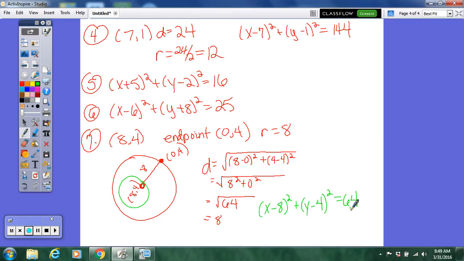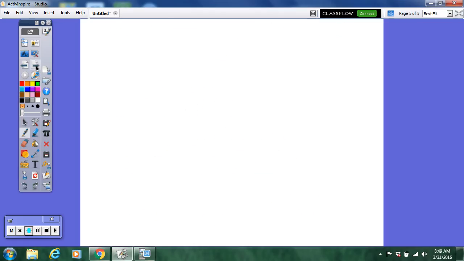I got this one? Alright, so, let's see, that was number 7. Alright, number 8. So it's the same thing. It gives you a center at -2, -7, and a radius with an end point at 0, 7.